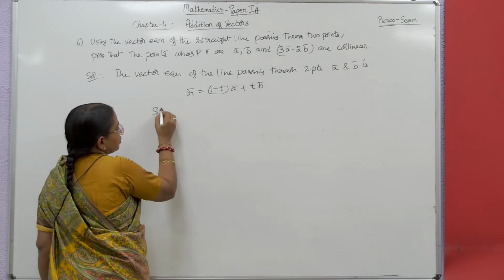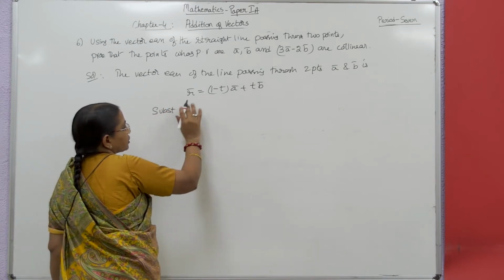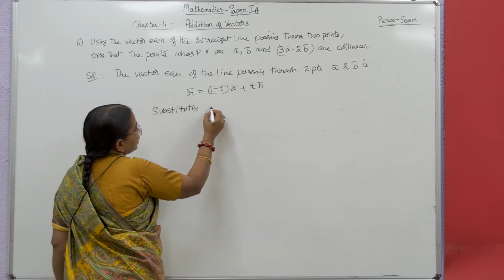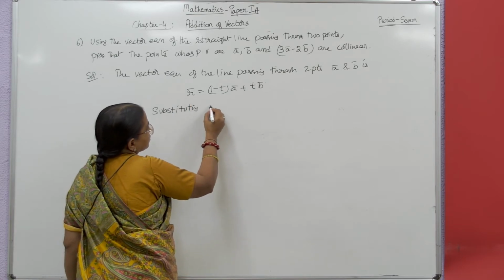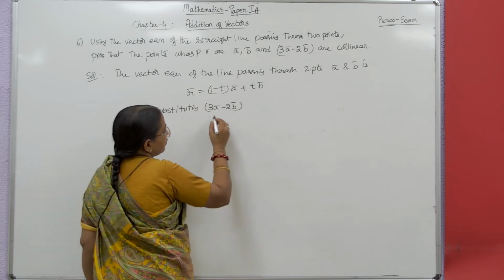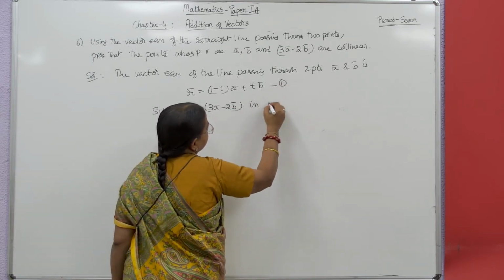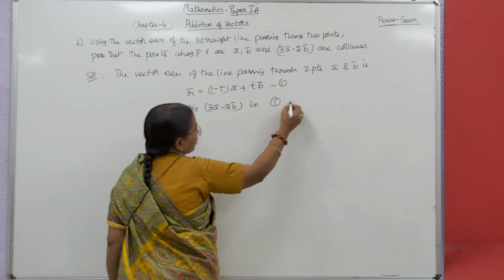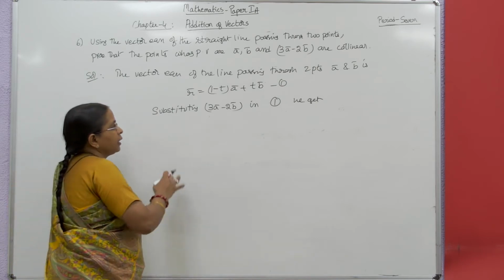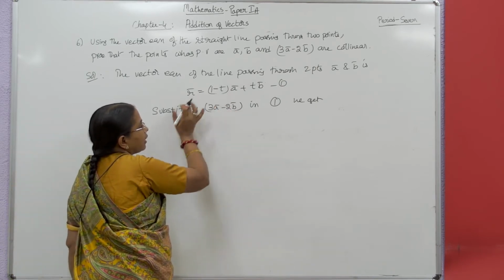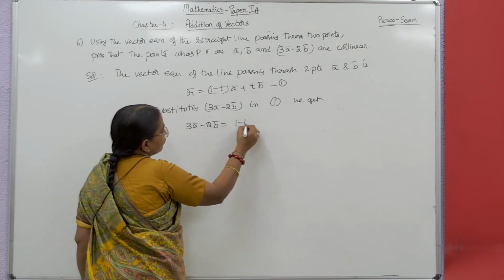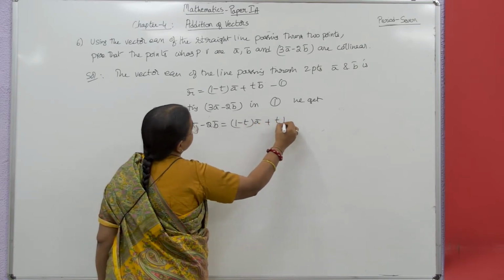Now we'll substitute. How to substitute a point in the vector equation? You must substitute for R here. Substituting 3A minus 2B, because R is the variable vector. 3A minus 2B in equation 1. When you are substituting any point in an equation, it should be for R. So 3A minus 2B is equal to 1 minus T into A plus TB.